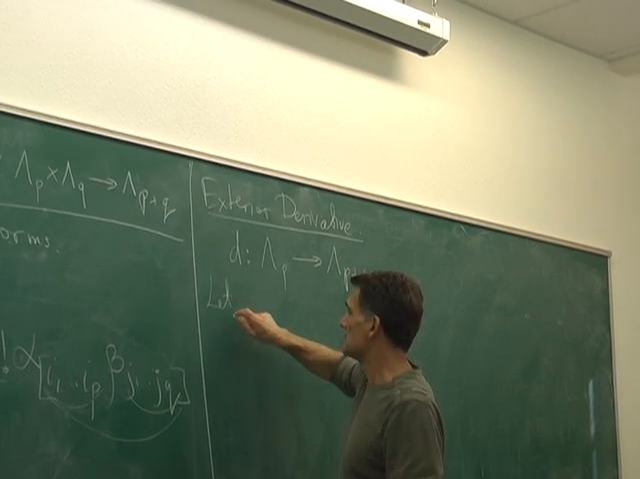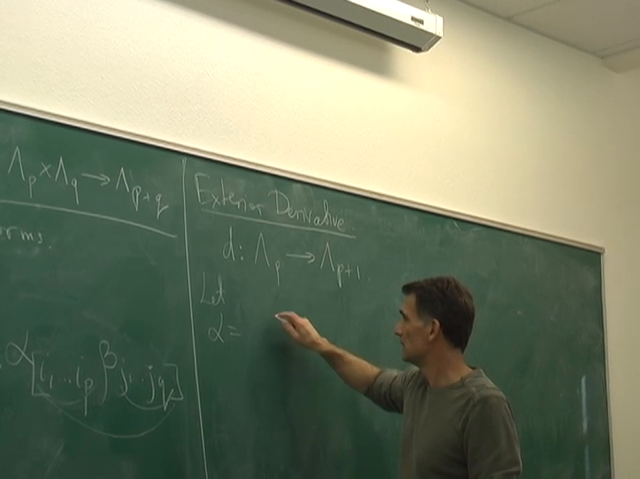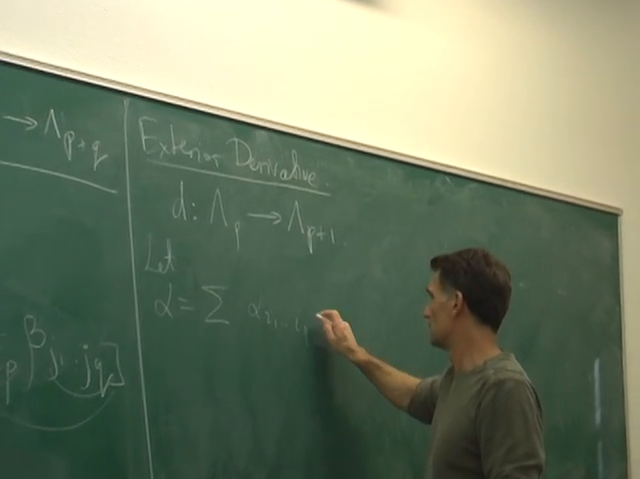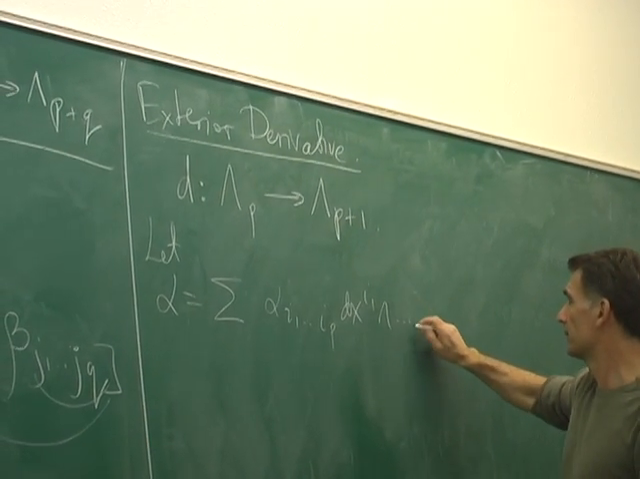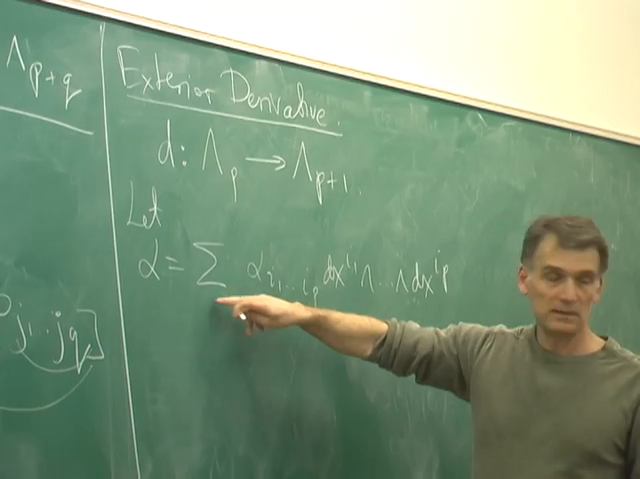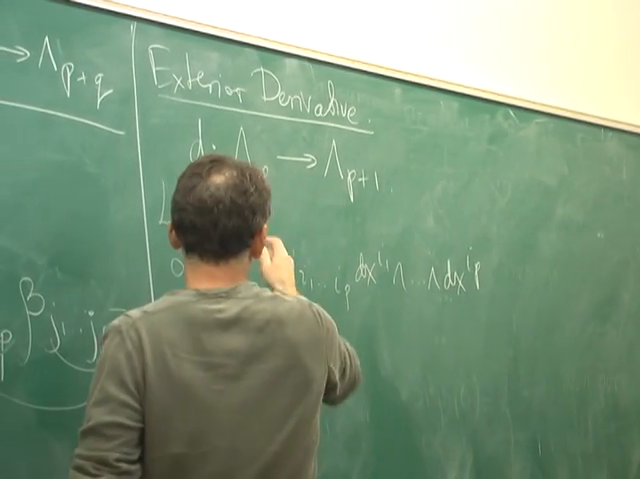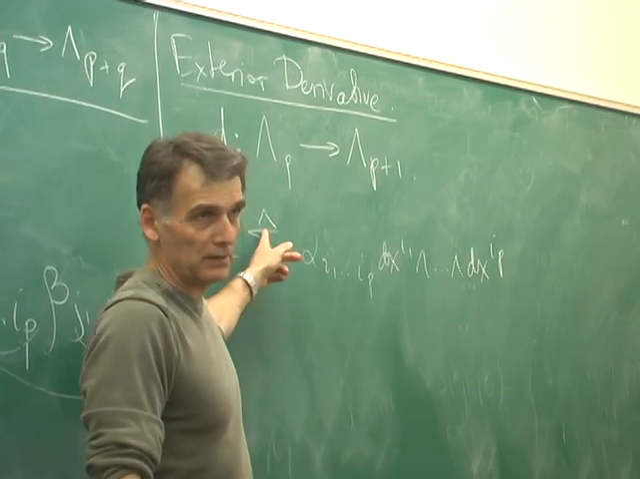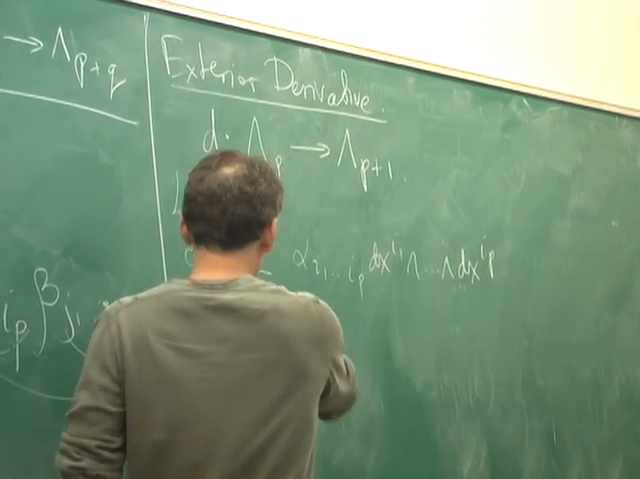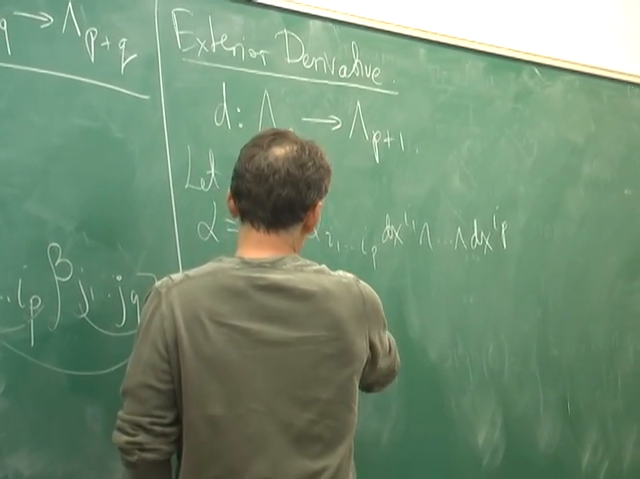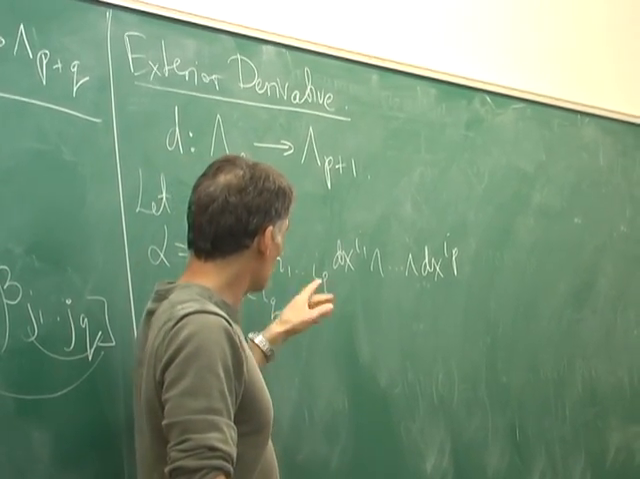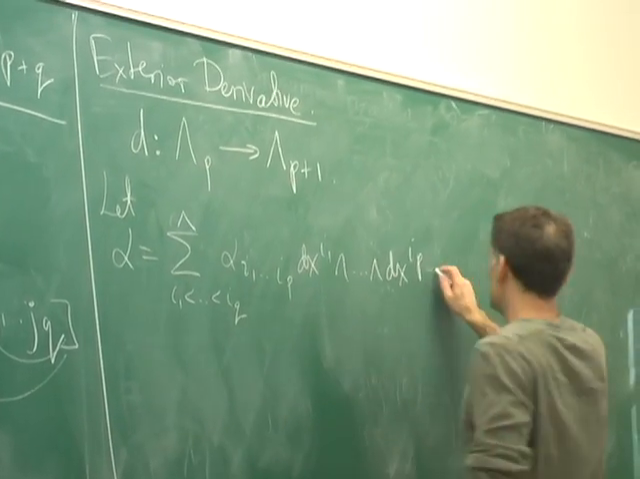So let's say alpha is a p form. So that's the p form. And here, again, if I write this sum, let me put the hat on it. So the sum with the hat would mean that the indices are in increasing order. It's just much easier to write the hat than to write this. If I don't write the sum, then it means you sum over all.